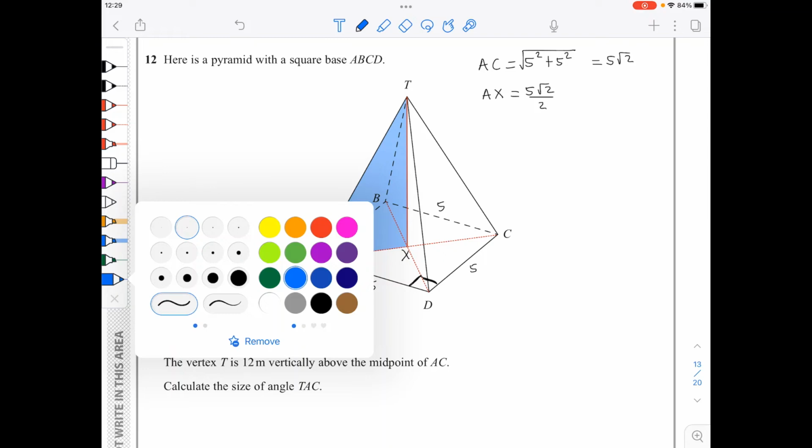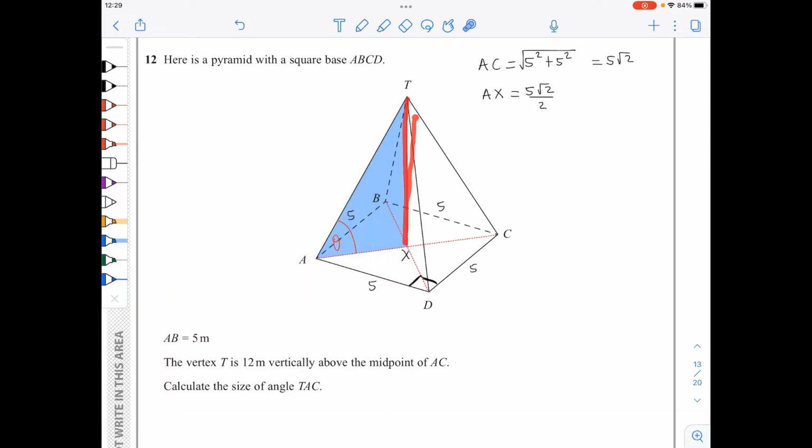Now, we do know that TX is 12 because it's been stated in the question. And we have just found that AX is 5 root 2 over 2, which means I can now use SOHCAHTOA in ATX to find theta. Where after theta, we've got the opposite and the adjacent. It's going to be a case of tangent. So tan theta is 12 over 5 root 2 over 2. So theta turns out to be 73.6. I just did shift tan of the right hand side to get the answer.